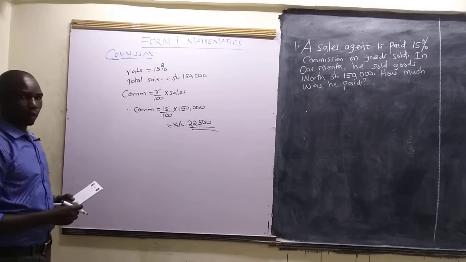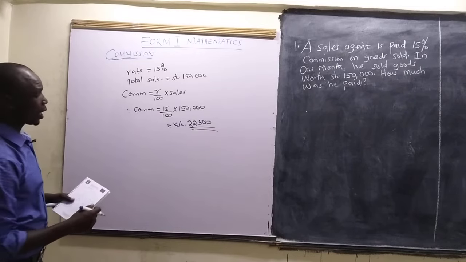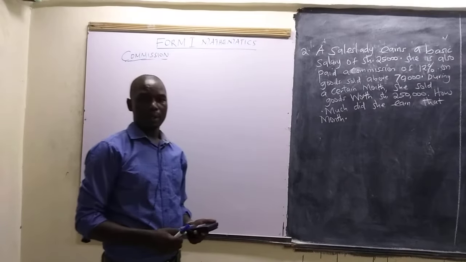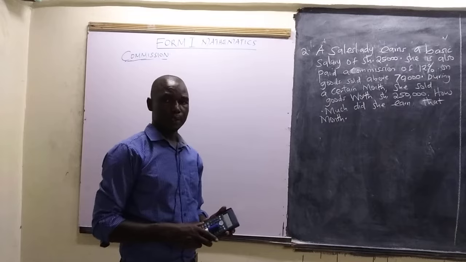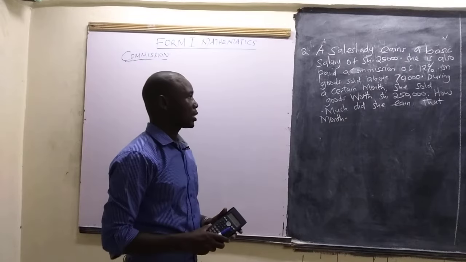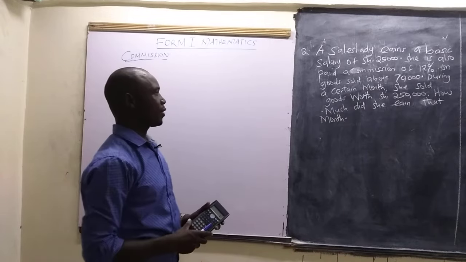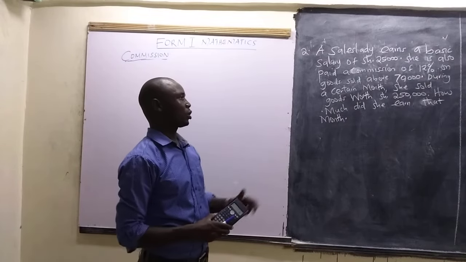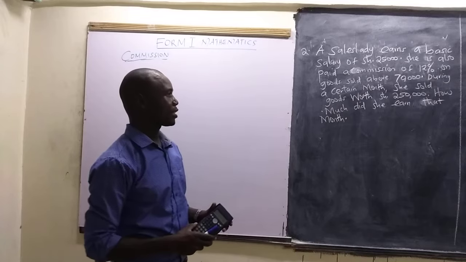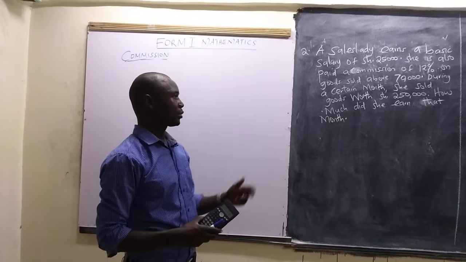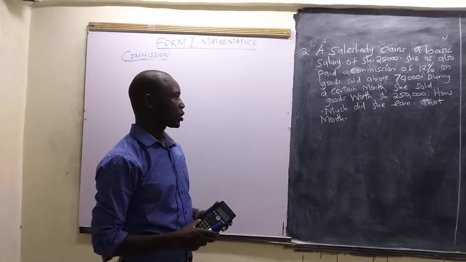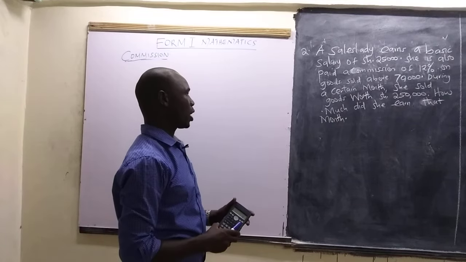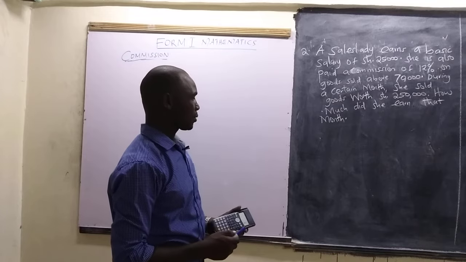Let us go to our question number 2. Going on to the second question: a sales lady earns a basic salary of 25,000. She is also paid a commission of 12% on goods sold above 70,000. During a certain month, she sold goods worth 250,000 shillings. How much did she earn that month?